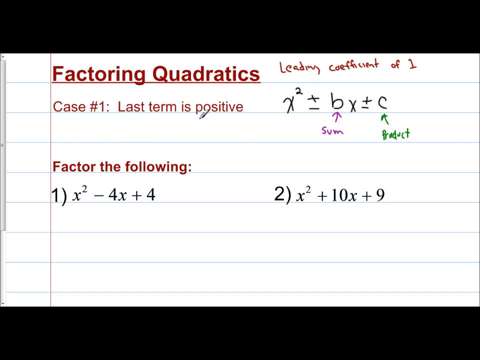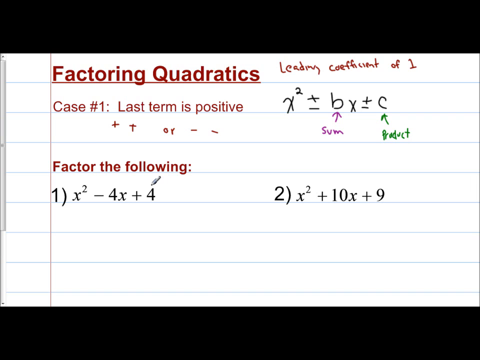There are two scenarios. What types of numbers multiply to give you a positive product? And that is either two positives or two negatives. And so let's examine further. So if you have a positive product, your factors are either going to be two plus signs or two minus signs inside of them. So what we have to examine next is the sum. If you have two positive numbers, then your sum is going to be positive. If you have two negative numbers, your sum is going to be negative.